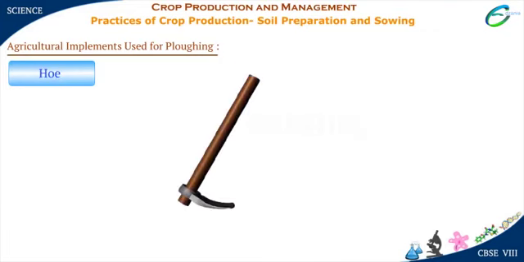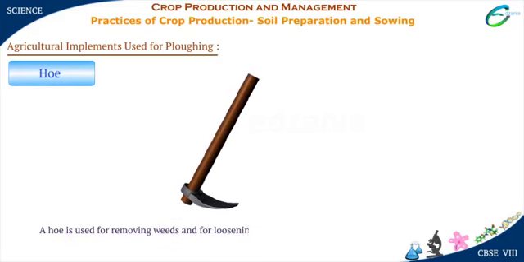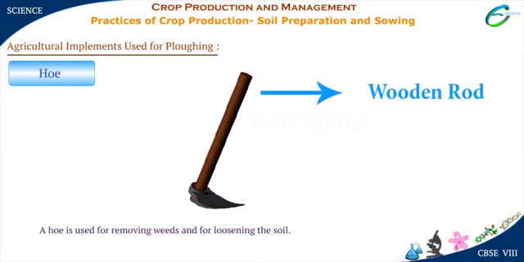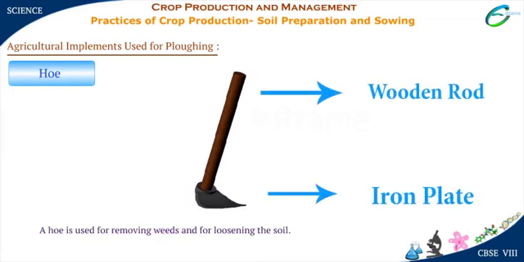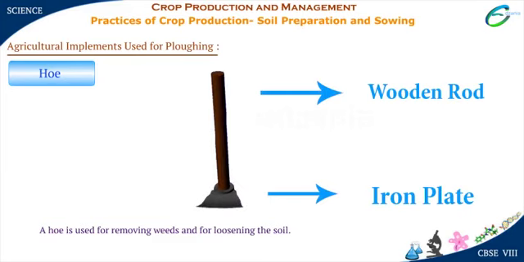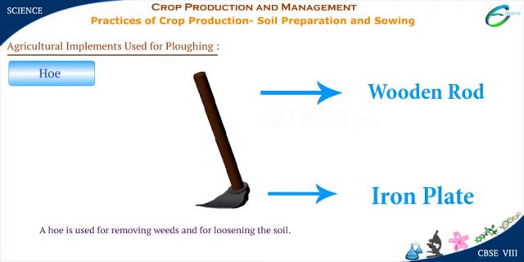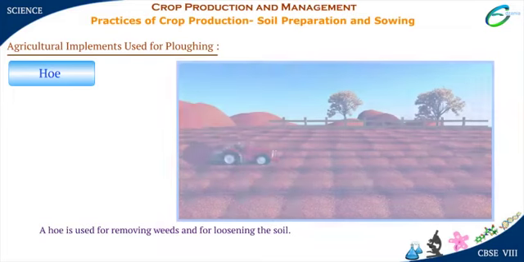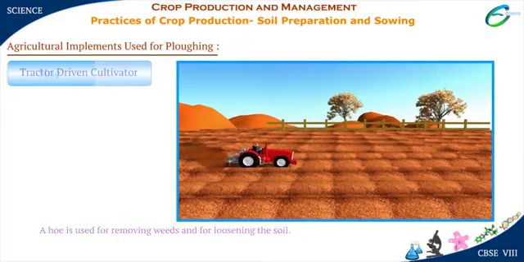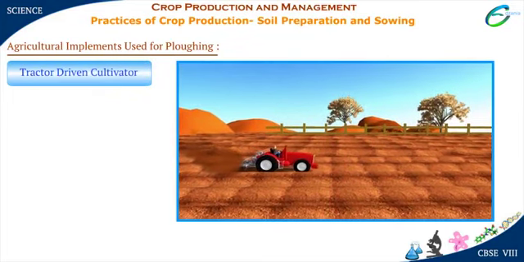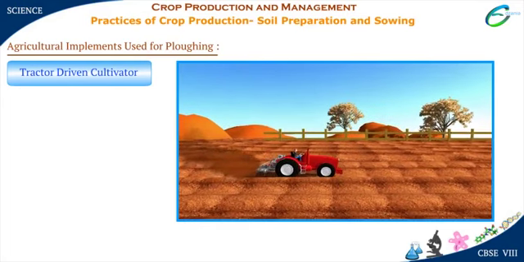A hoe is a simple tool used for removing weeds and for loosening the soil and is pulled by animals. It has a long rod of wood or iron and a strong, broad and bent plate of iron which works like a blade is fixed to one of its ends. In recent times, plowing is done by a tractor-driven cultivator which saves both labor and time.